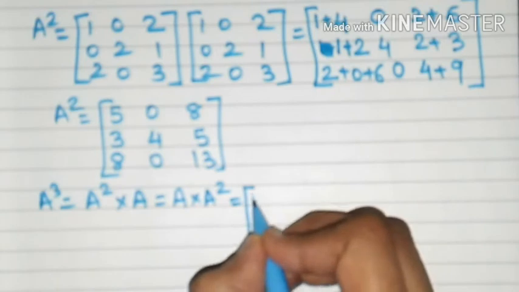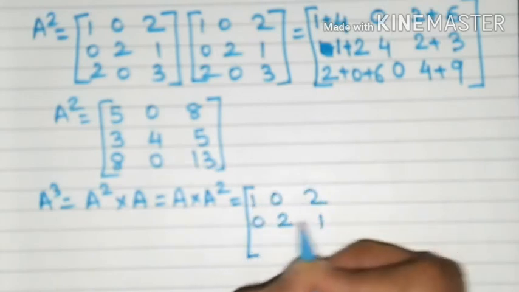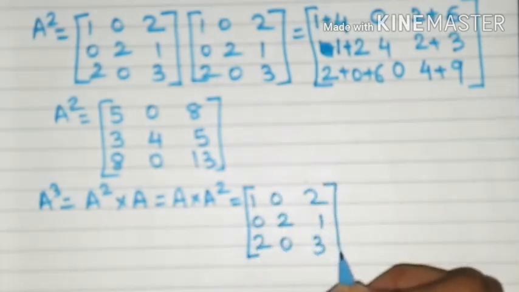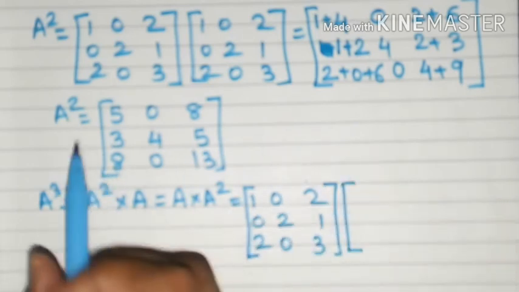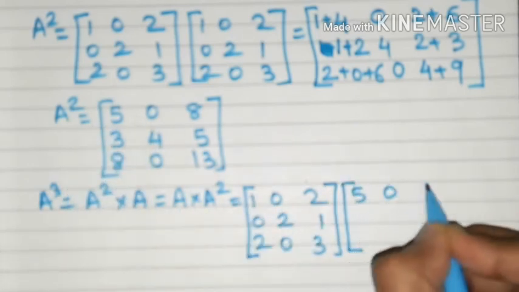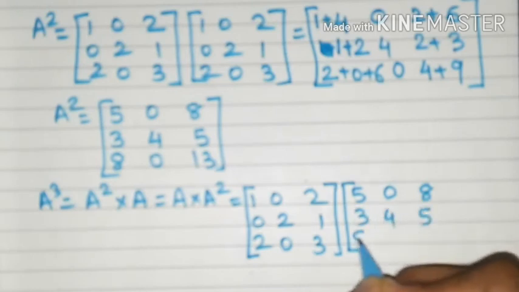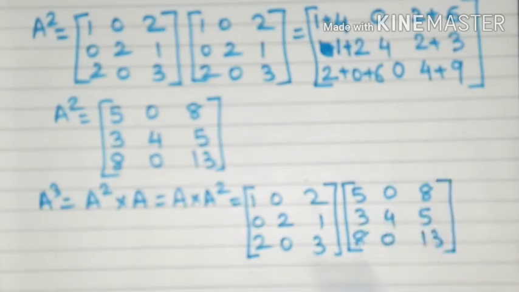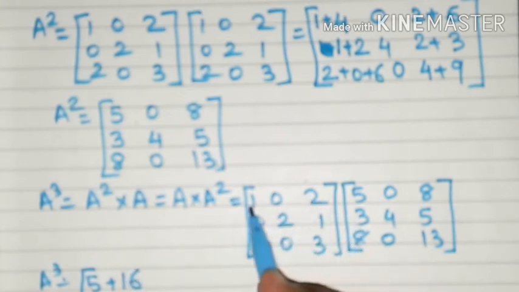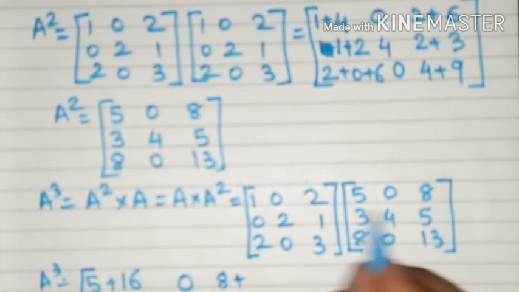So what is a? 1, 0, 2, 0, 2, 1, 2, 0, 3 multiplied by a square, whatever we have got over here, which is 5, 0, 8, 3, 4, 5, 8, 0 and 13. So let's go ahead and multiply. So the first row first column will be 5 plus 0, 2 8s are 16. Now the first row second column will be all 0. First row third column will be 8 plus 0 into 5, 0 plus 2 into 13, which is 26.